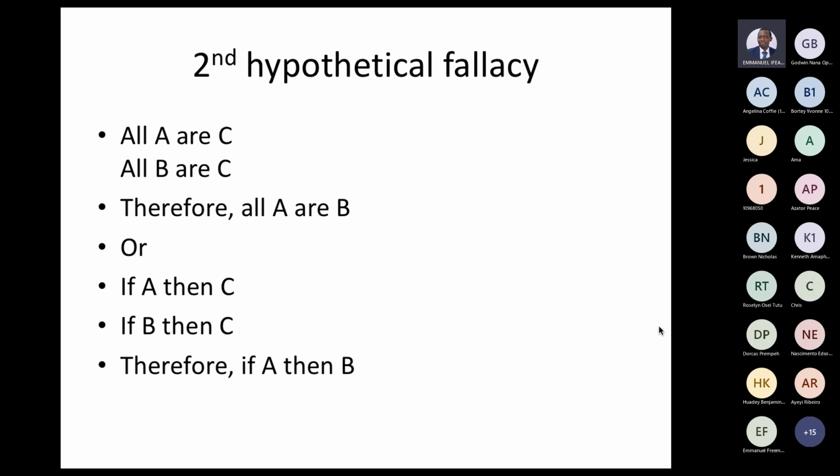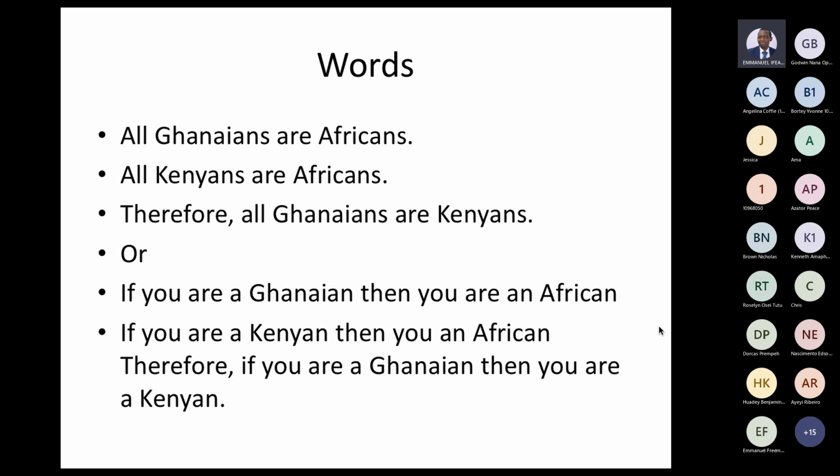Now let's look at the second hypothetical fallacy. All A are C, all B are C. Now, instead of saying all A are B, all B are C, you say all A are C, and then all B are C. Therefore, all A are B. So why is it a fallacy? Let's look at it. All Ghanaians are Africans. All Kenyans are Africans. Therefore, all Ghanaians are Kenyans. So you can see it doesn't work.